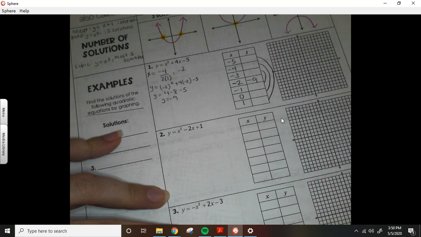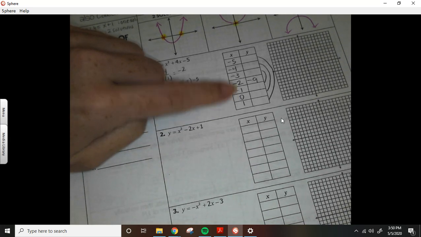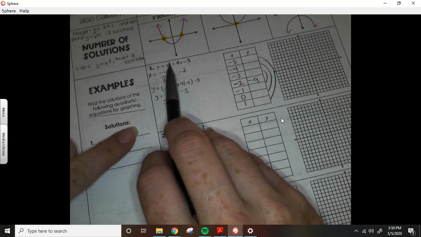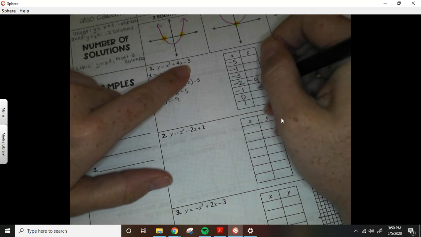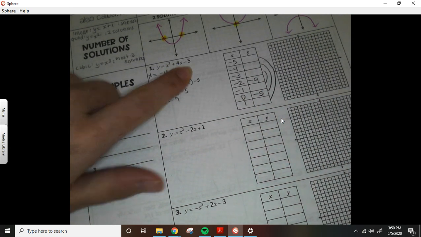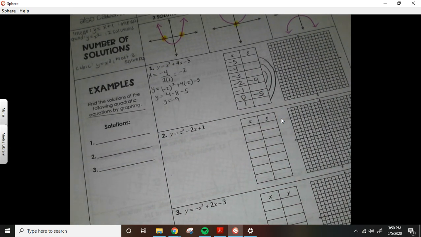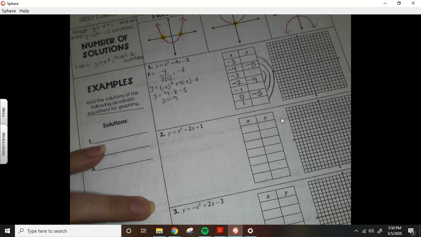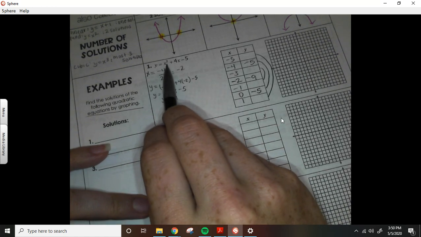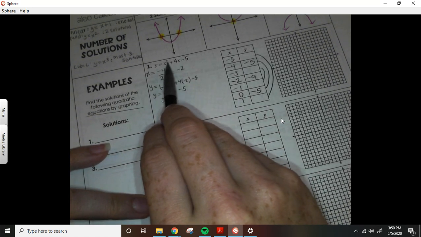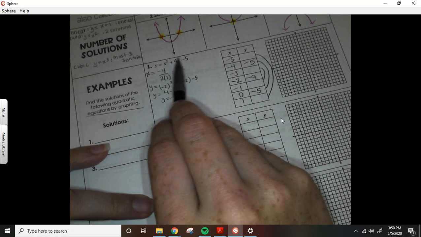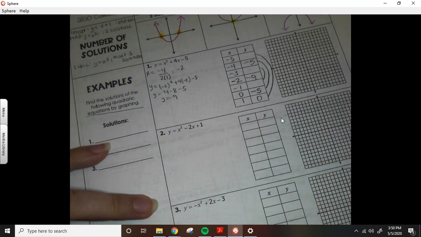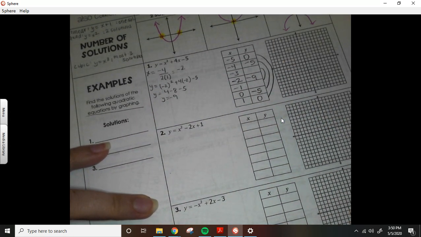So let's plug in 0 and get the answer here and here. If we plug in 0, mental math tells us that the y value is going to be negative 5, which means that this y value is also negative 5. Let's do the other easy one by plugging in 1. So 1 plus 4 is 5. 5 minus 5 is 0. So that means this is going to be 0.